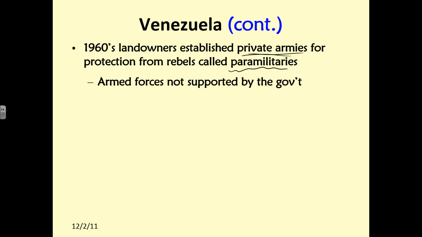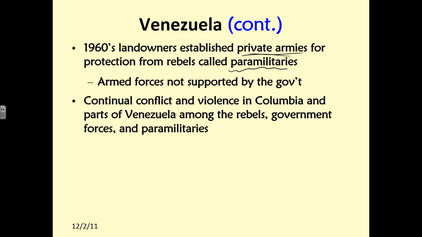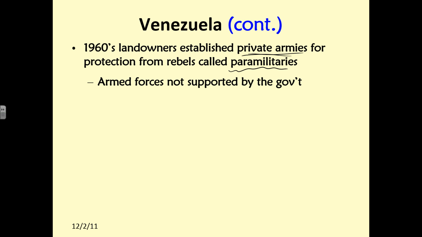The result of this is that these armed forces are not supported by the government, but they have the effect of taking candidates for the government's military and having them go to these higher paying paramilitary groups. So basically the government forces, which were tasked with avoiding situations like La Violencia, were made weaker because people turned to the paramilitary groups instead of relying on the military itself.